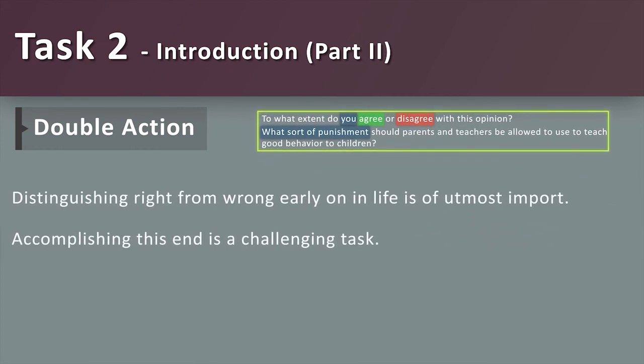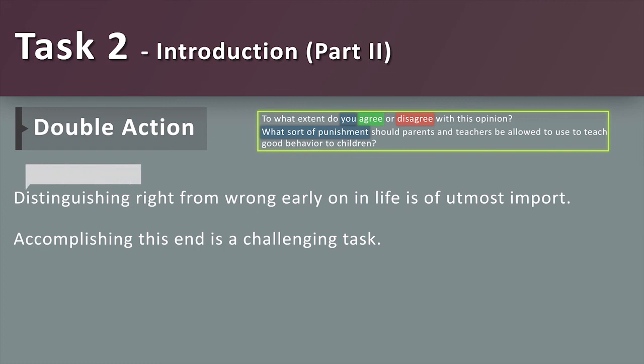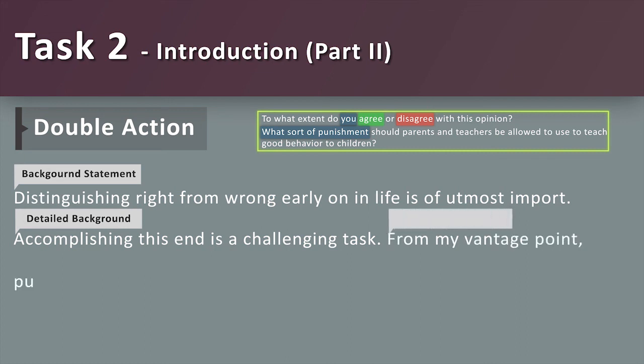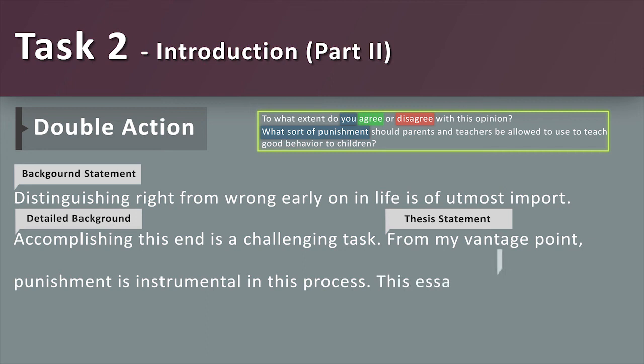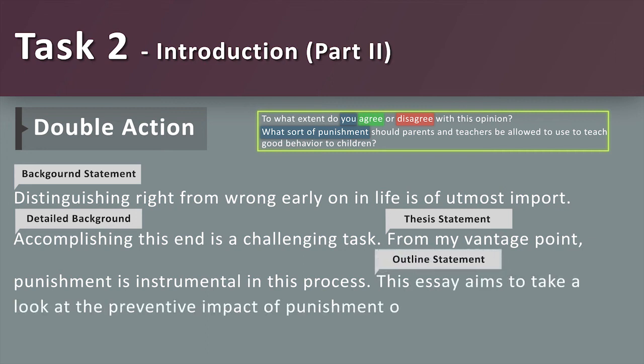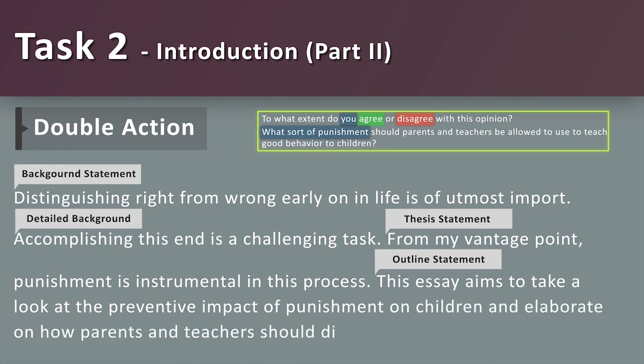Distinguishing right from wrong early on in life is of utmost import. Accomplishing this end is a challenging task. From my vantage point, punishment is instrumental in this process. This essay aims to take a look at the preventive impact of punishment on children and elaborate on how parents and teachers should discipline children.